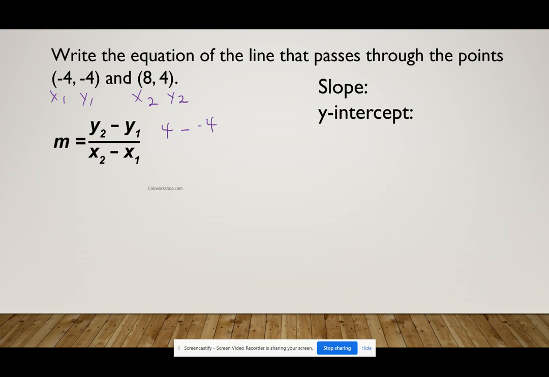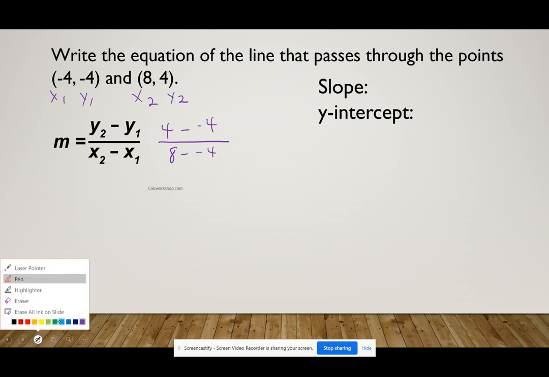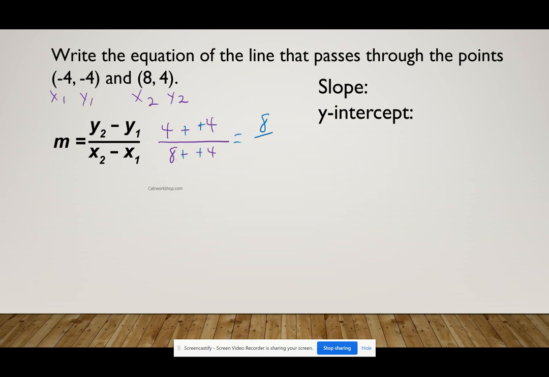Make sure that you have that minus in there and you don't just replace it with the negative, because there's 2 different things. It's minus negative. Over my x2, which is 8, minus my x1, which is negative 4. Again, make sure you don't miss that. Now, when we have our double negatives, we can cancel them out because when you subtract a negative, it's the same thing as adding. So for the top and the bottom, we can change this all to adding. So 4 plus 4 is 8. 8 plus 4 is 12.